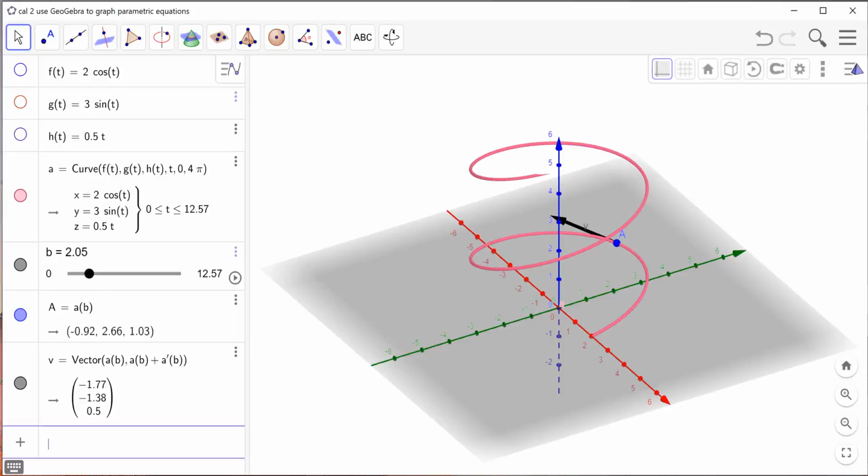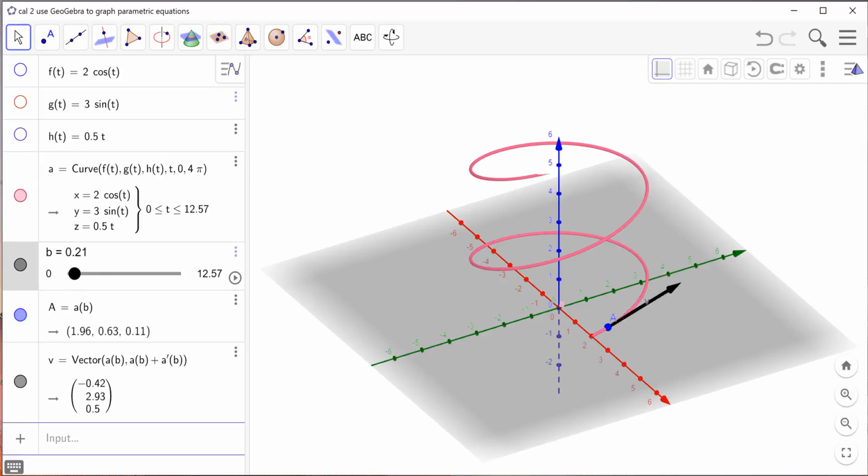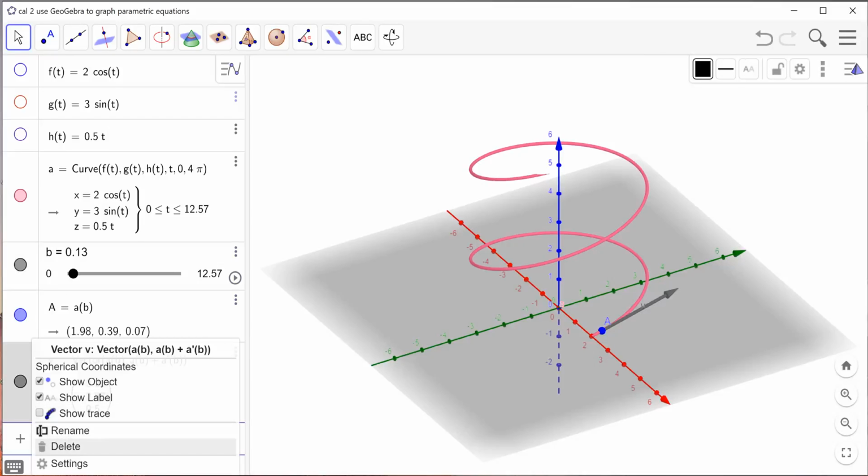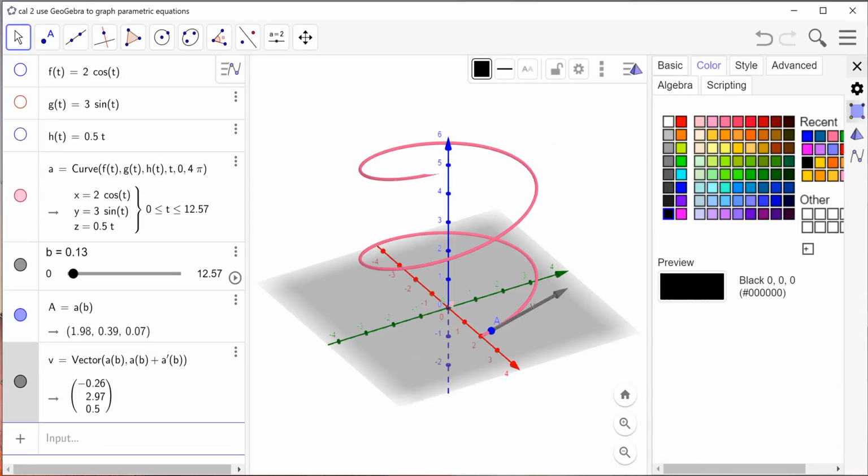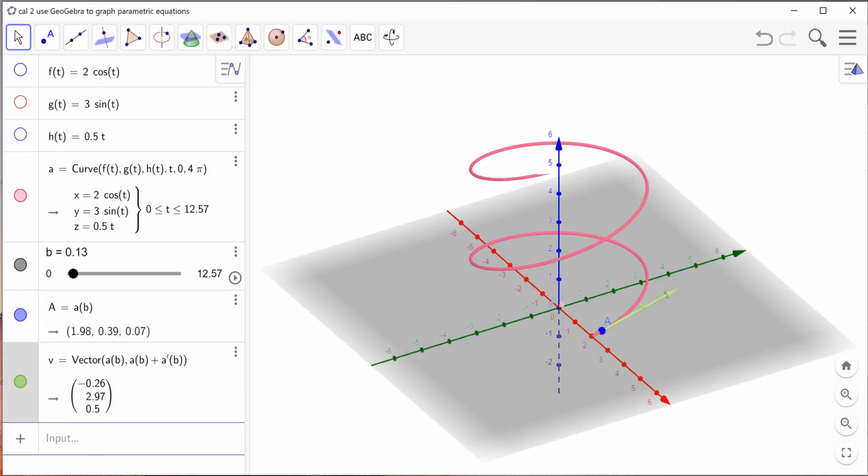And we can have A go around. This is the tangent vector v. We can also change its color. Let's change it to green. Okay, that is our tangent vector.